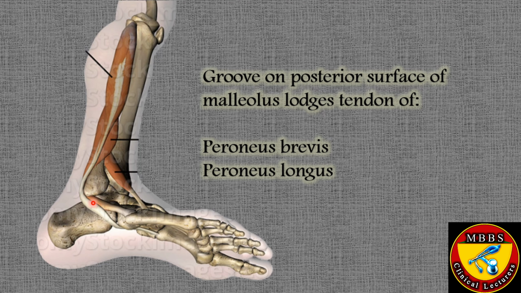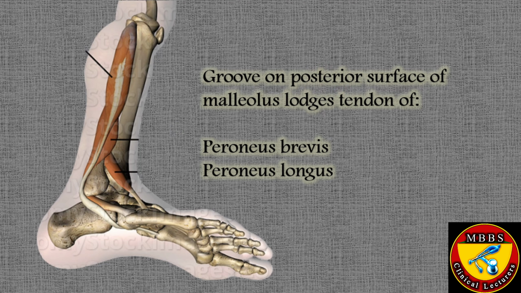So this muscle is short, that is why it is named brevis. This muscle is long, so that is why this muscle is given the name longus. Peroneus means fibula. So the groove on the posterior surface of the malleolus lodges the tendon of peroneus brevis muscle and peroneus longus muscle.